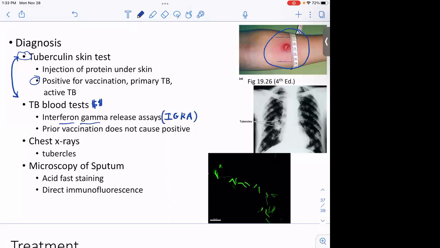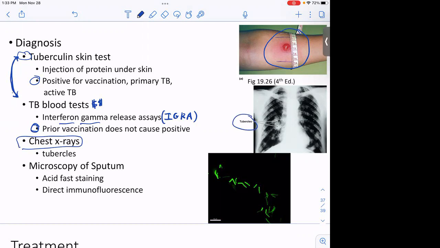So again, it's a little bit more expensive. It's kind of nice. The patient doesn't have to go back and have their test read and get the results back very quickly. And the big advantage, in places where people commonly get TB vaccines, like in Europe and Africa, that doesn't cause a positive result. Okay, so if a patient has a positive result from either a skin test or a TB blood test, typically the next step is to do a chest X-ray and look for tubercles.